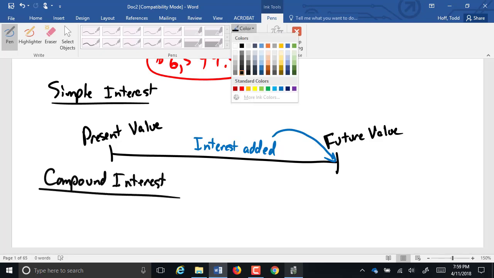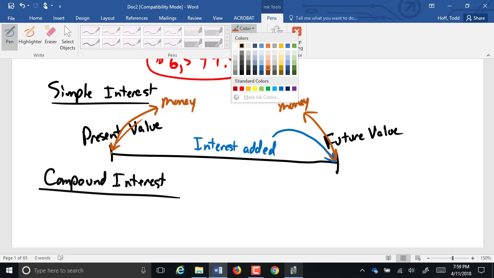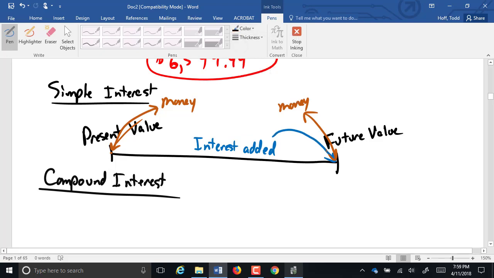Now, of course, with simple interest, money gets put in or out at the beginning, and then money gets put in or out at the end. You know, if it's a loan, money is pulled out at the beginning and then paid back at the end. If it's an investment, money is put in at the beginning and pulled out at the end. Money does not come in or out at any other time in the middle of that period. They said when money comes in or out, it starts a new period.